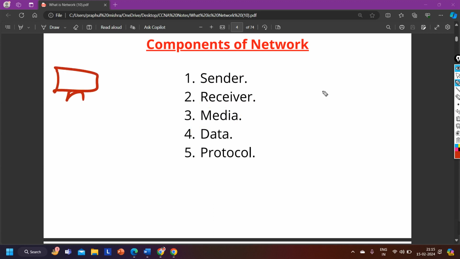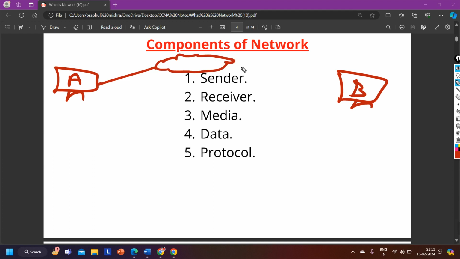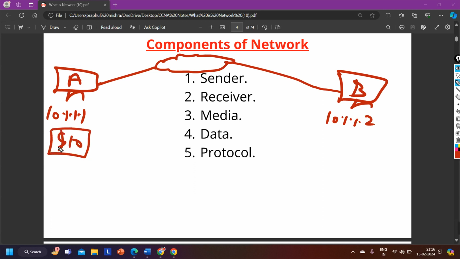Let's say I have two devices, PCA and PCB. Both are connected together through the internet. The IP address of PCA is 10.1.1.1. The IP address of PCB is 10.1.1.2. Person A is going to send, let's say, $10 to PCB. So this is the actual data, correct?